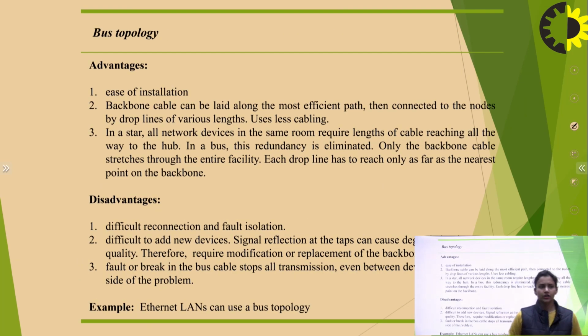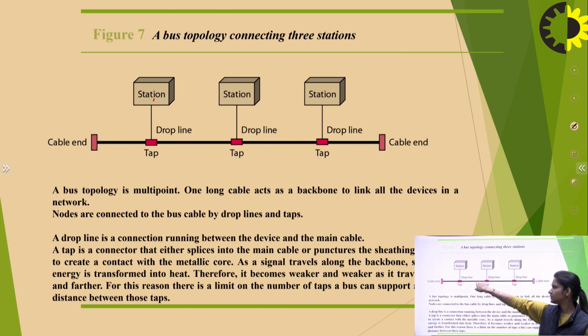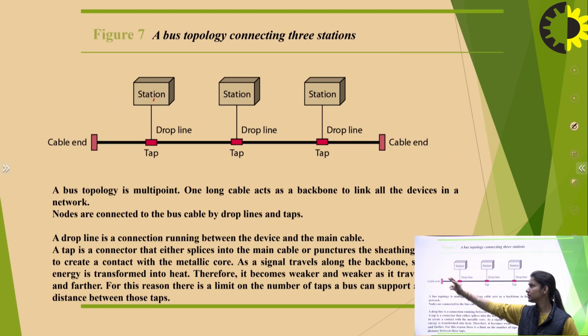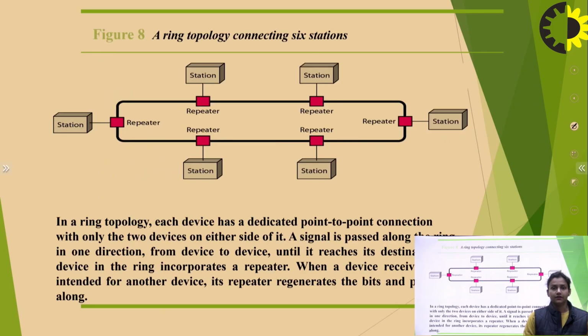A fault or break in the cable stops all the transmission. If there is a fault in a cable line, then all the transmission gets busted, and the whole network will not work. An example of this is Ethernet.